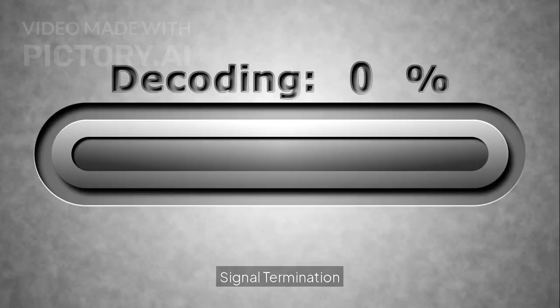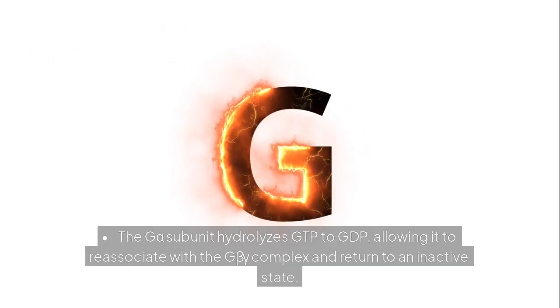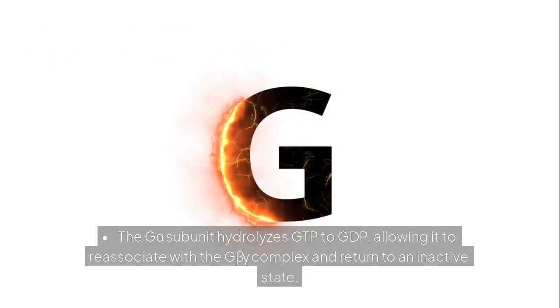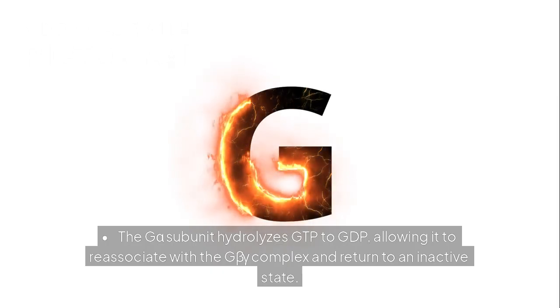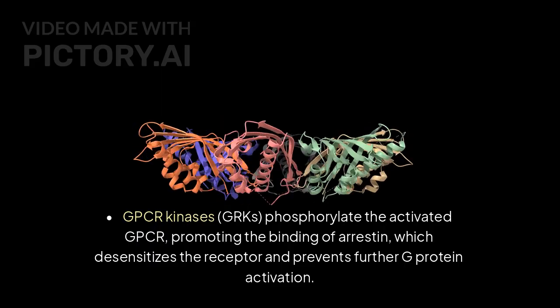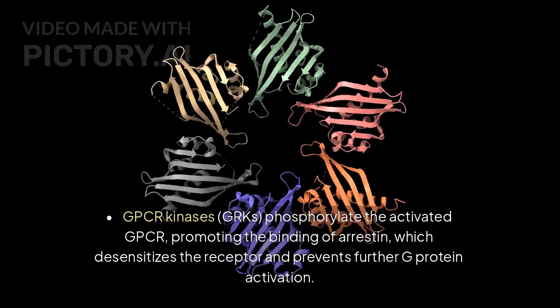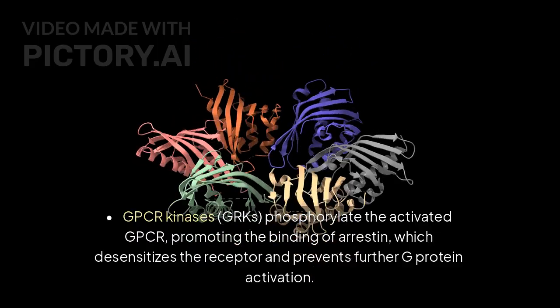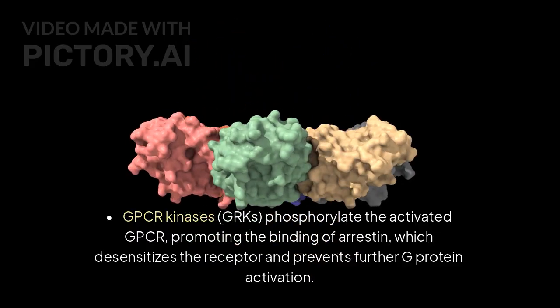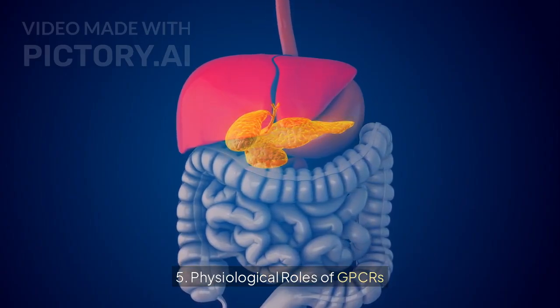D. Signal termination. The G-alpha subunit hydrolyzes GTP to GDP, allowing it to reassociate with the G-beta-gamma complex and return to an inactive state. GPCR kinases, GRKs, phosphorylate the activated GPCR, promoting the binding of arrestin, which desensitizes the receptor and prevents further G protein activation. 5. Physiological roles of GPCRs.